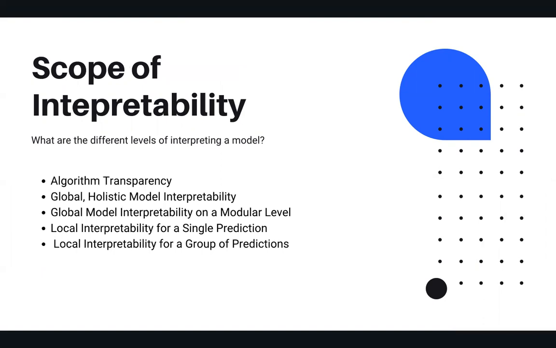We saw that there are 5 scopes of interpretability. First is algorithm transparency, and it concerns how the model is being trained. Global holistic model interpretability concerns how the inference is being made. Global model interpretability on a modular level speaks about how each part of the model contributes to the inference. The local interpretability for a single prediction speaks about why the model makes its predictions on this precise instance, whereas the final one is how the model makes its predictions on a group of predictions.